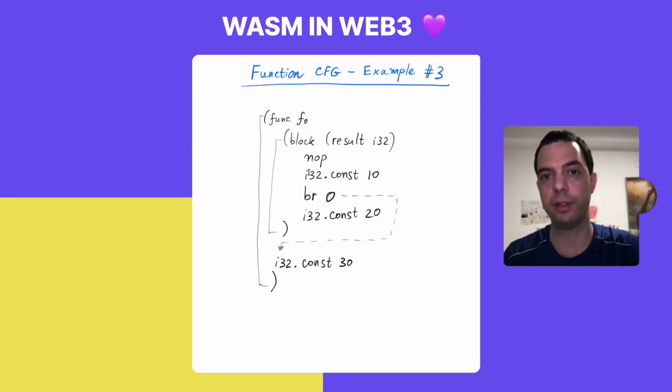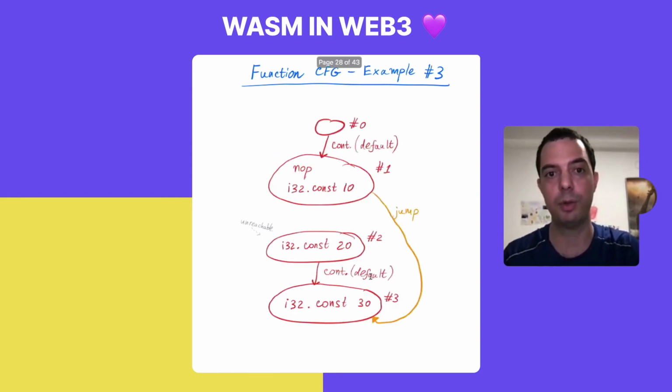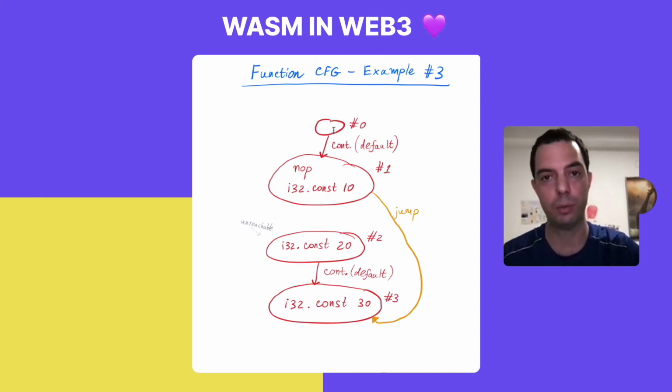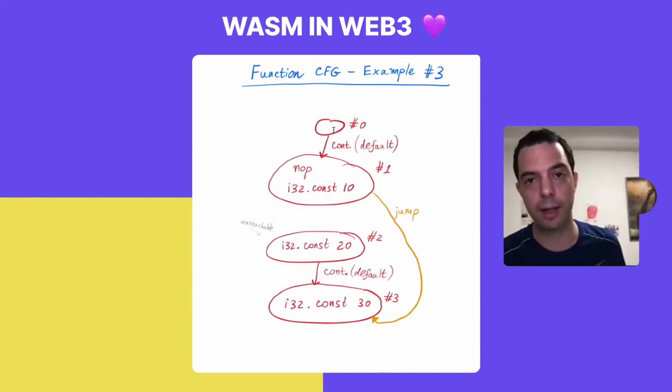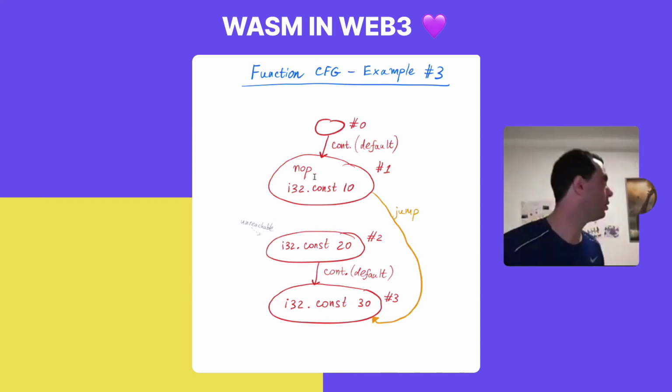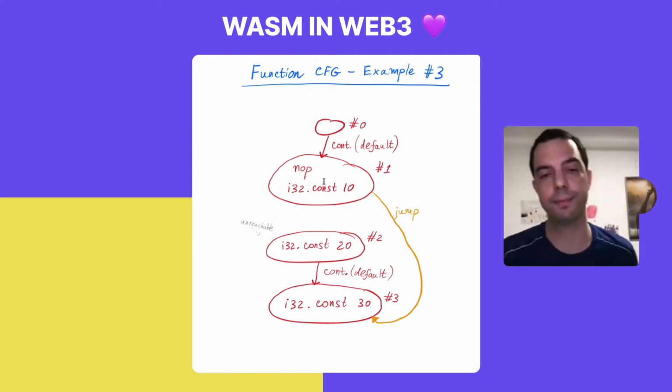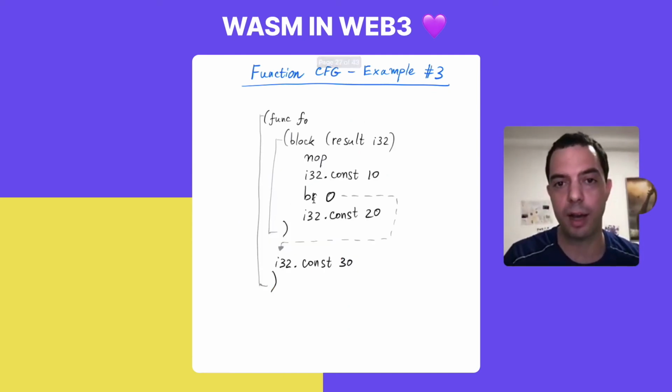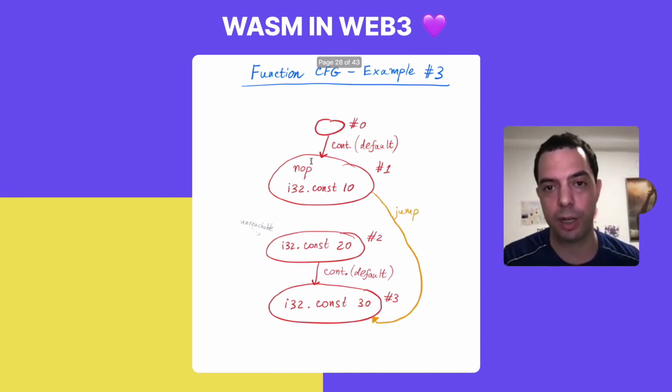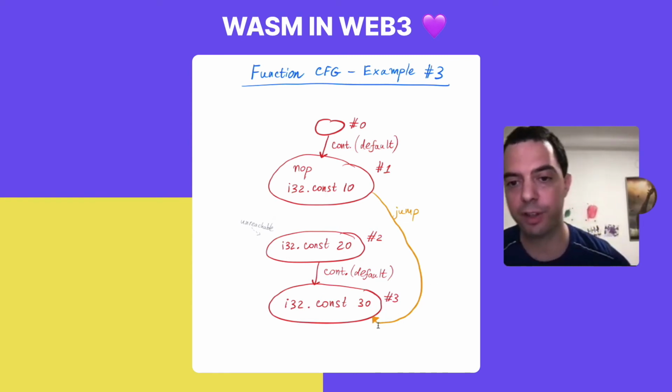We are executing the NOP operation in this, pushing to the stack this constant number. Then we jump right here, pushing the 30 constant number. So how will it look? We start again with the 0, and then we execute these two instructions. And because we are hitting a branch here, we close this node and we create a new node, and we draw an edge of a jump.